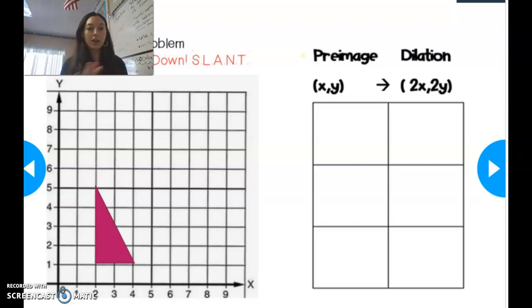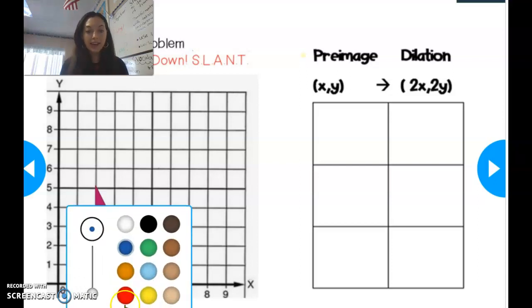I saw a lot of students who are struggling with dilations, and we definitely want to master this before going into high school. So today is a great opportunity to practice dilations, practice using scale factor to either enlarge or reduce a figure. Here we go.